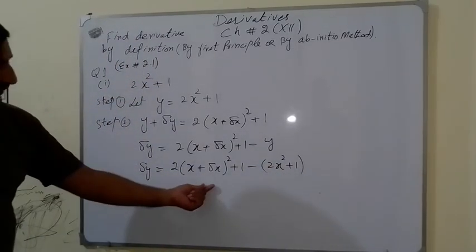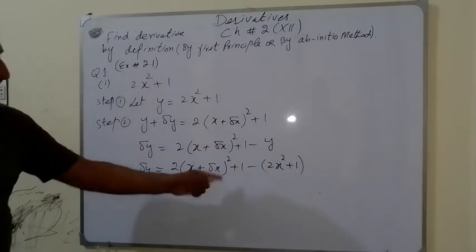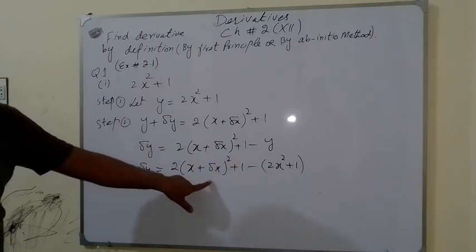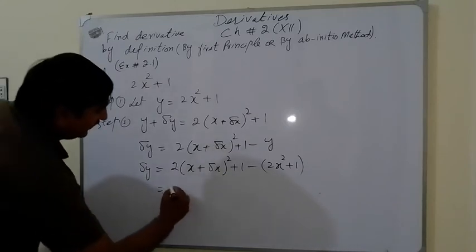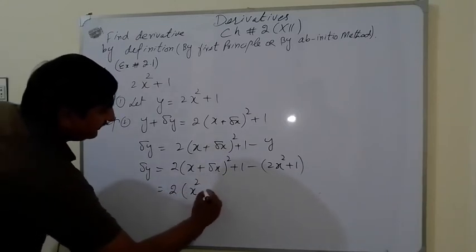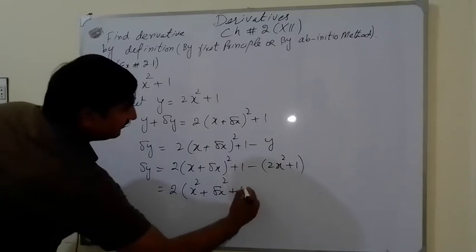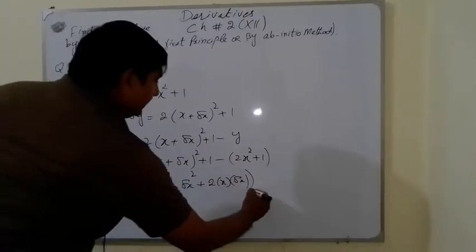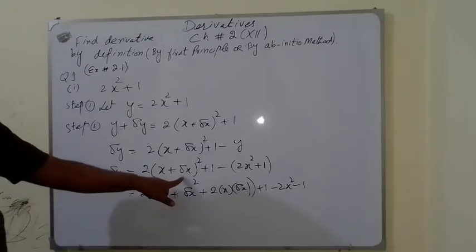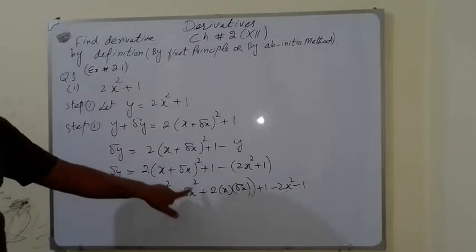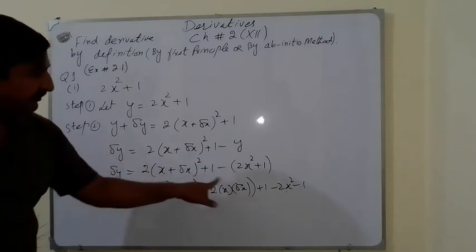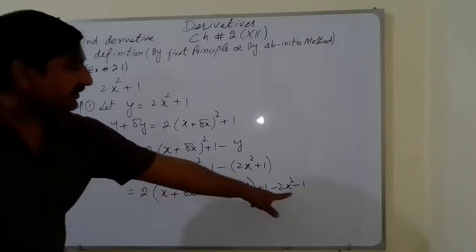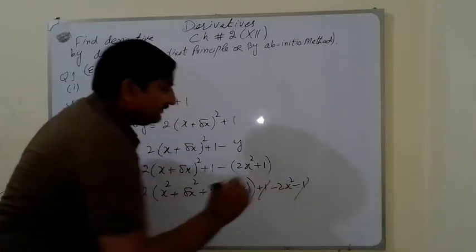In this step, we have to simplify it. For the simplification, you can see that for (x plus del x) whole square, we have to open the formula a plus b whole square. Whenever we open it, it becomes a square plus b square plus 2ab. Fine. Here in this step we have opened the formula a plus b whole square, giving a square plus b square plus 2ab plus 1, and opening the bracket, the negative sign gives minus 2x square minus 1. This plus 1 and minus 1 will be cancelled out.